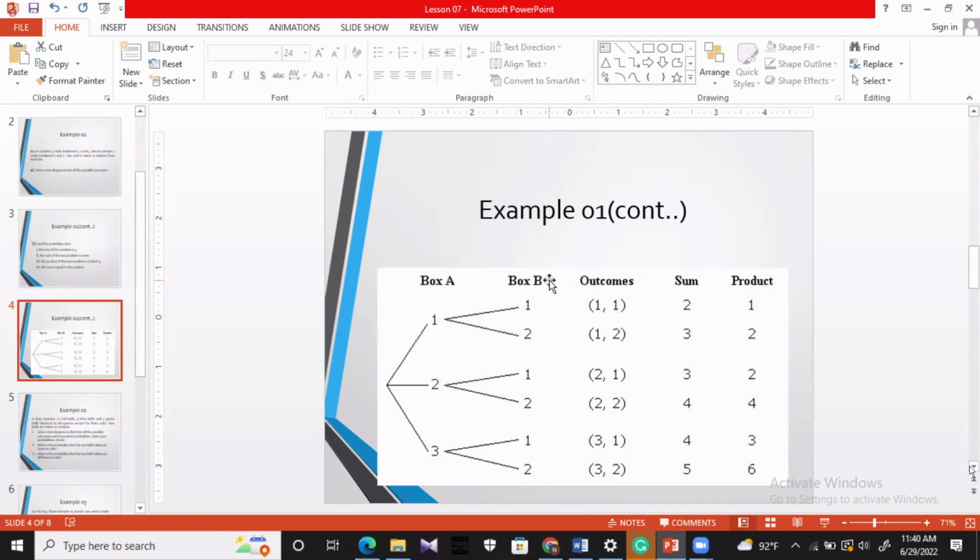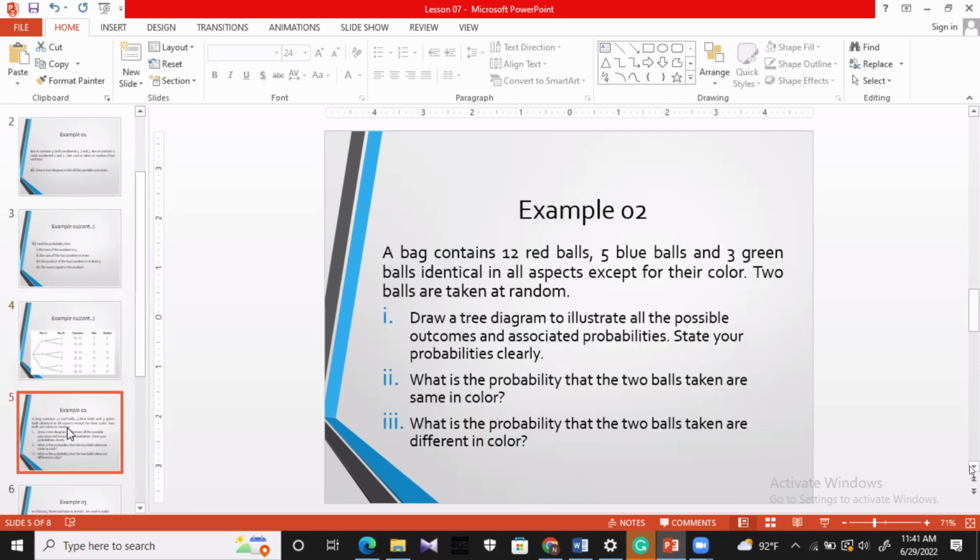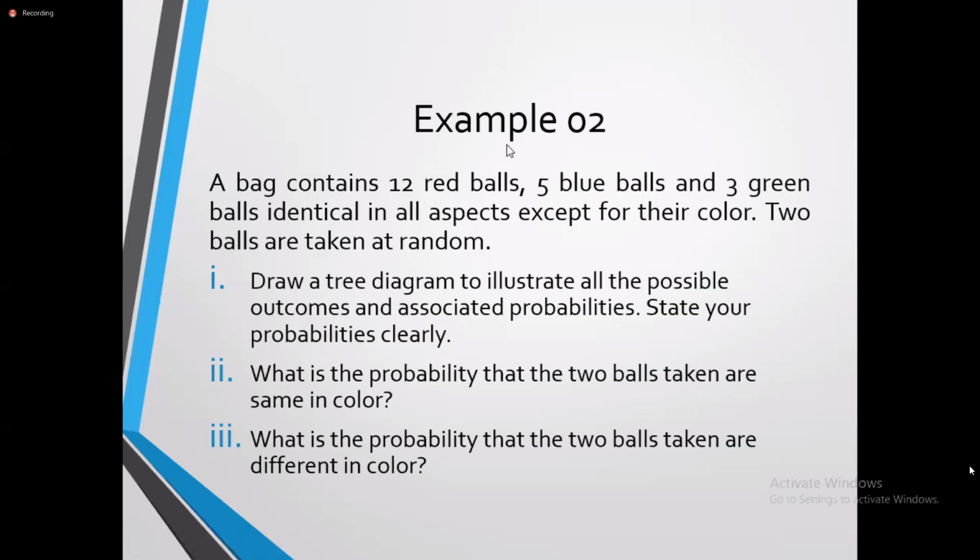So when you draw tree diagrams, you need to identify independent events and dependent events separately. I will teach you later about independent and dependent probabilities. For now, please remember the outcome of box B does not depend on the outcome of box A. I hope you understood that problem. Now read example number 2.